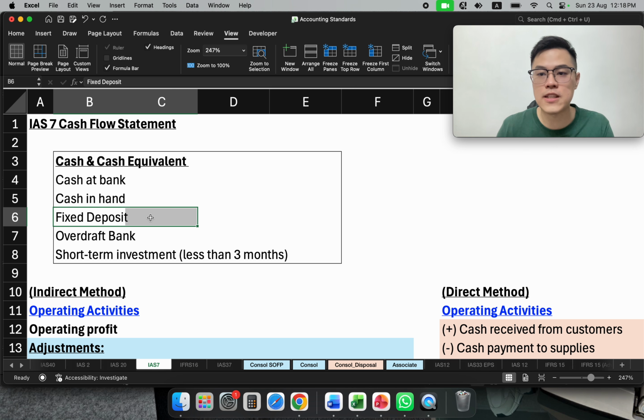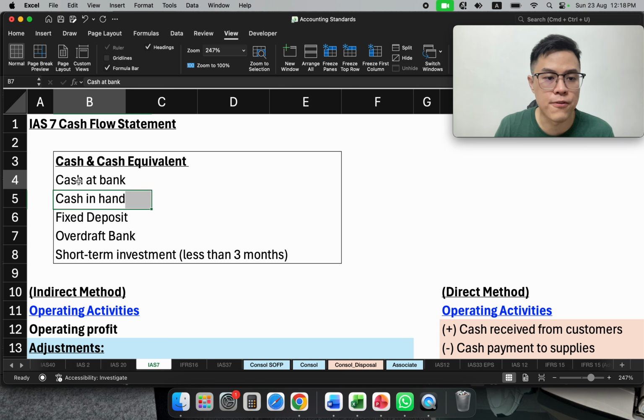And the same goes for fixed deposit. Fixed deposit, maybe in a finance subject, can be called a short-term investment. But because fixed deposits can be called on demand, they are also considered cash and cash equivalents. Likewise, bank overdraft, the opposite of cash at bank, and any short-term investment of less than 3 months is also known as cash and cash equivalents.